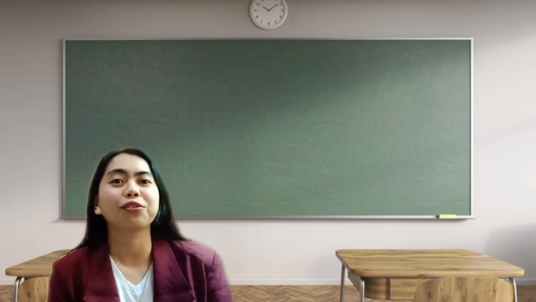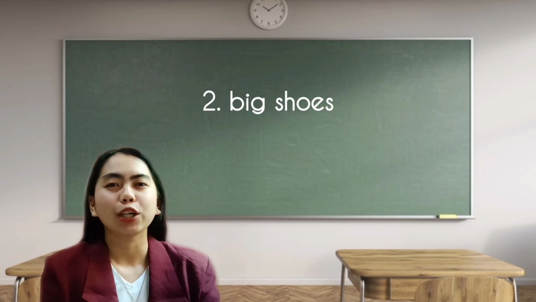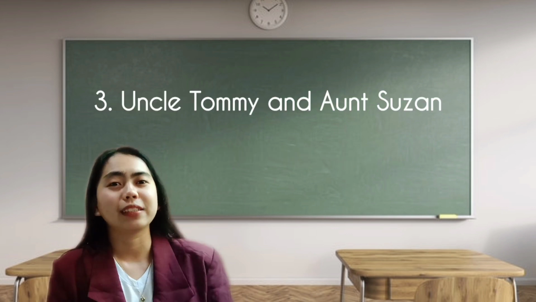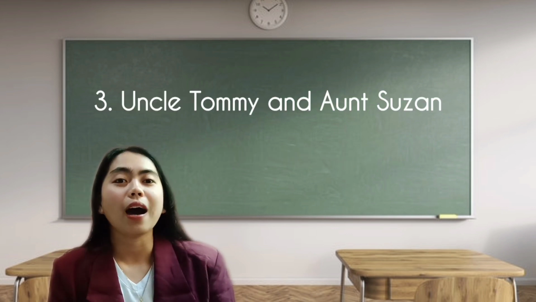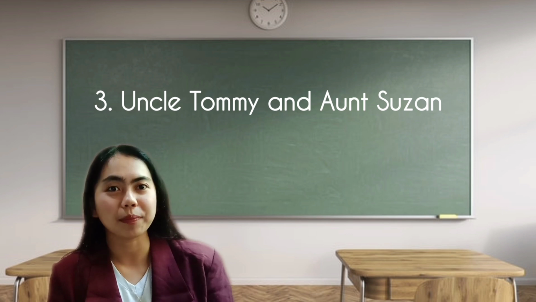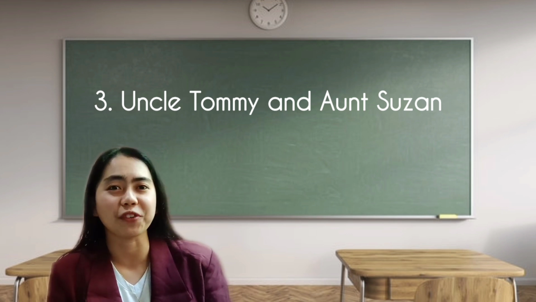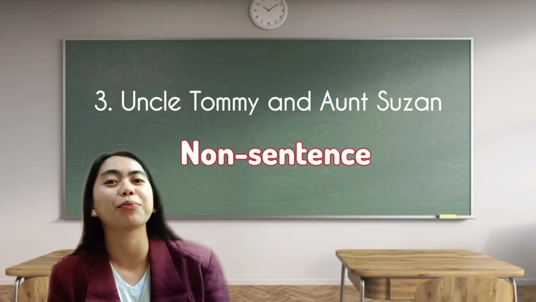Now let's proceed to number 2. Big shoes. How about number 3? Is it a sentence or a non-sentence? Uncle Tommy and Aunt Suzanne. As we can see, we only have the subject but we don't have any verb. Therefore, it is a phrase.